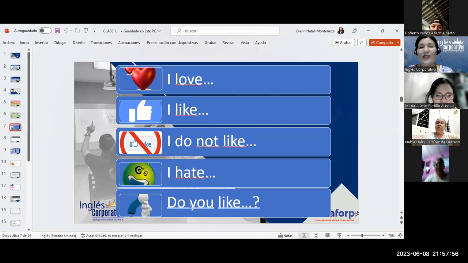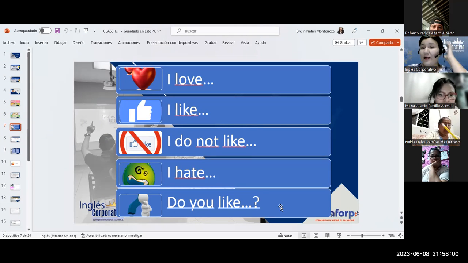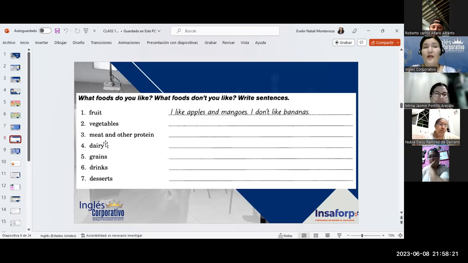I hate, so like, do you like? Is when you ask someone else. For example, if you want to ask me, you say, teacher, do you like orange? And I say, yes, I do. Teacher, do you like papaya? No, I don't. Teacher, do you like pupusas? Yes, I do, right? Do you like is for you to ask another person. That is the form you use.